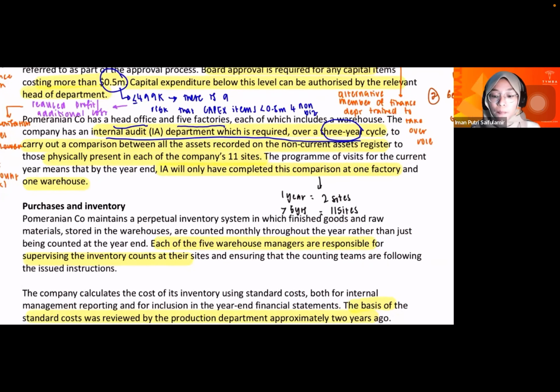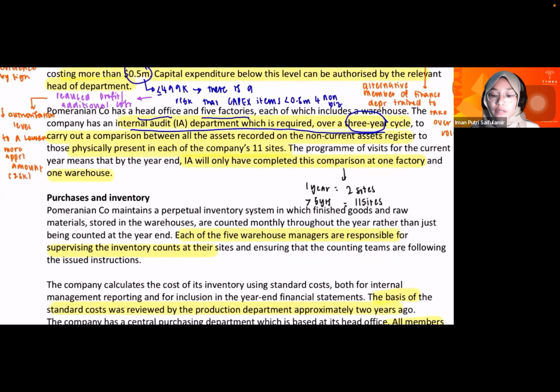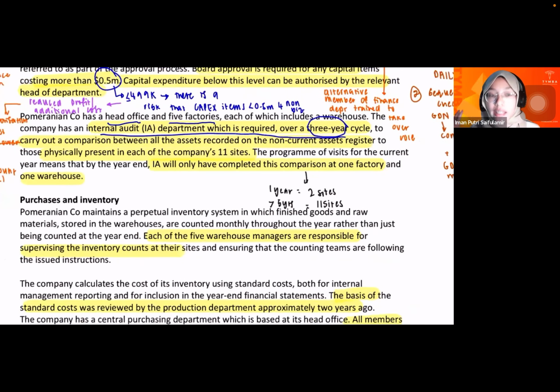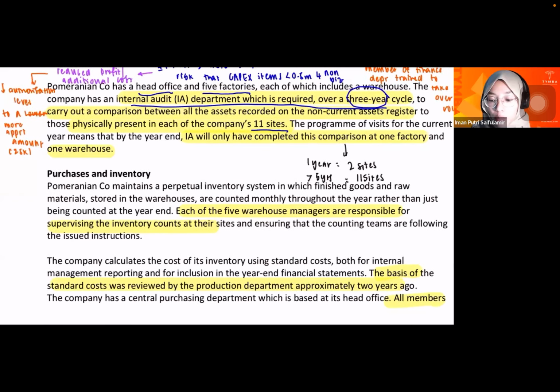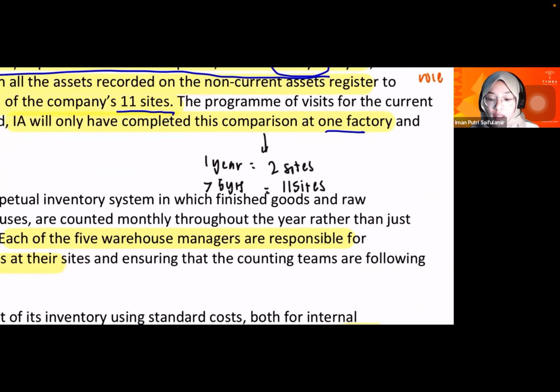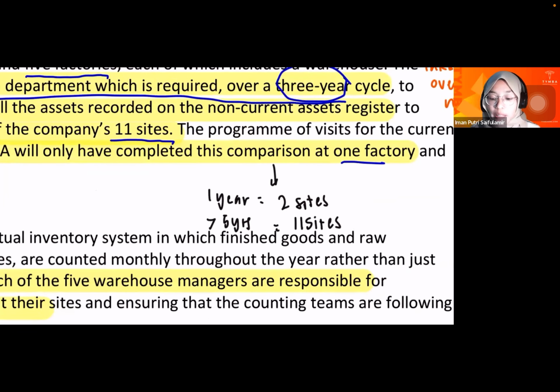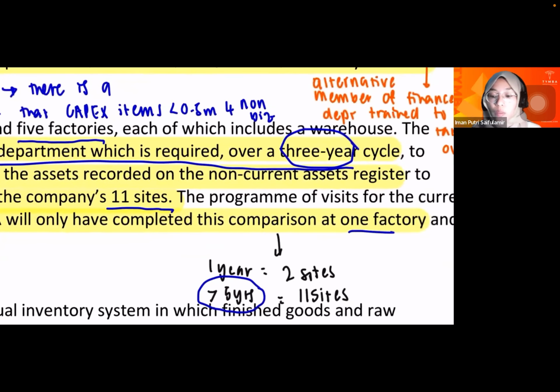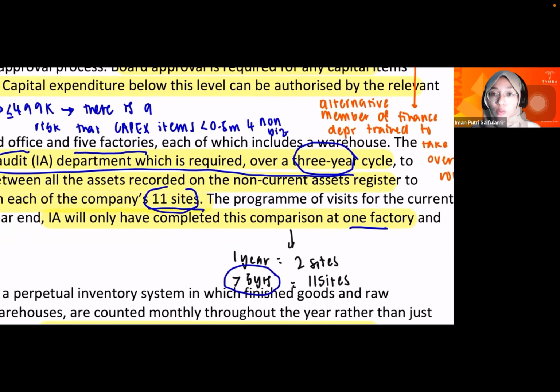Okay, so in this case, they have 11 sites in total. As at the end of the year, they have only completed 1 factory and 1 warehouse. So if 1 year they will cover 2 sites, and they have 11 sites, this will take more than 5 years, right? So basically, their policy is they want to cover all 11 sites within 3 years. So right now, according to their current internal audit program and scheduling, this is not possible for them to do all 11.